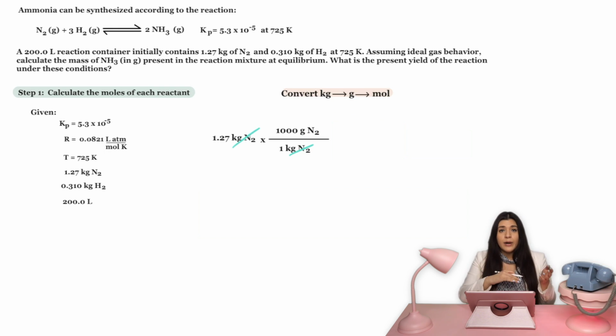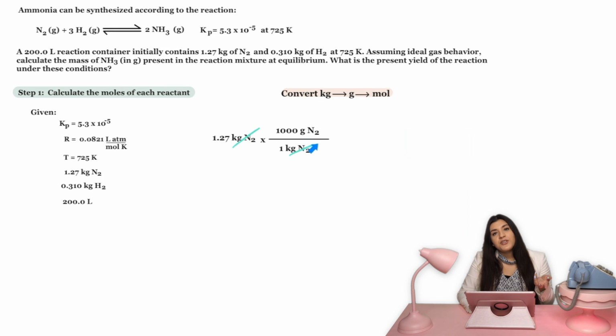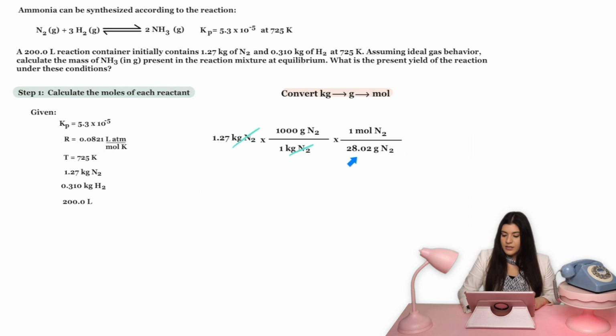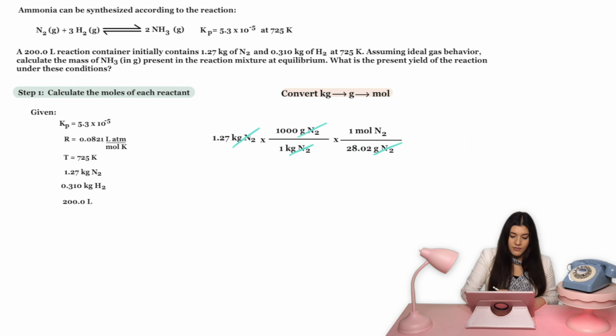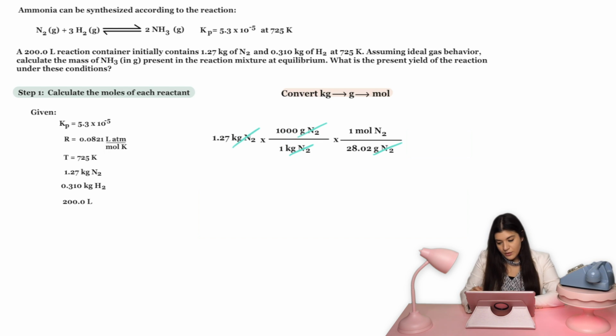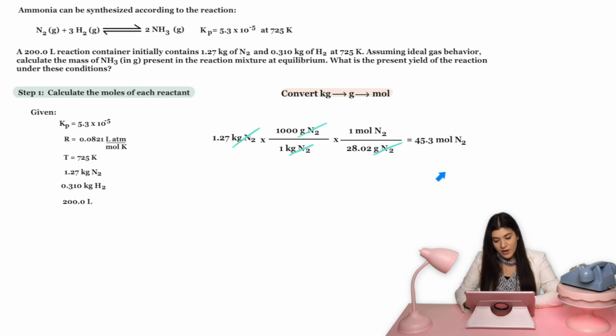Whenever we're going from grams to moles, we want to use the molar mass to do that. So I need the molar mass of N2. Remember, nitrogen's molar mass is 14.01. Multiply that by 2, and that's what we're going to use. That's the 28.02 grams of N2 per every 1 mole. Now I'll cancel those grams out. Finally, I'm going to multiply the 1.27 times 1,000, then divide it by the 28.02. When we do that, that's going to give us this amount of moles for N2.